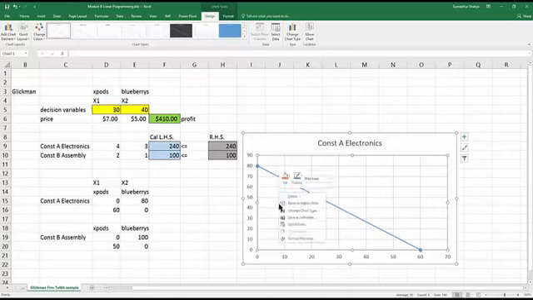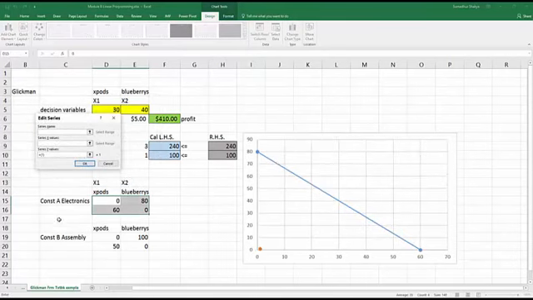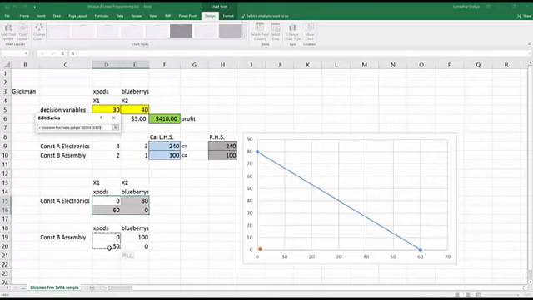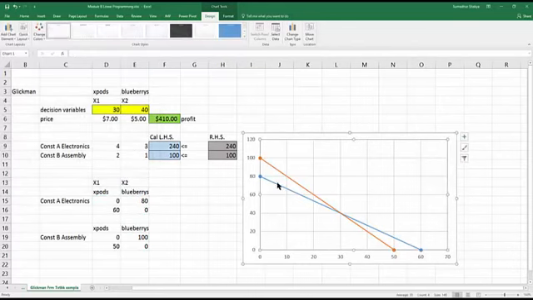I'll add them later. The next thing is select more data, add one more series such that the name is constraint assembly, and I'm going to select all my x's and all my y's. Remember, these are all in the same format: x comma y, x comma y. So I'm selecting y's at one point in time, and we already selected x's. Okay, then hit OK.